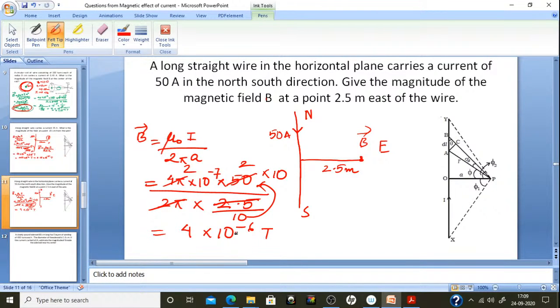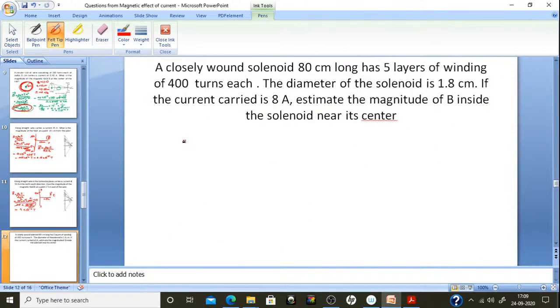Okay, so next question. A closely wound solenoid 80 centimeter long has 5 layers of winding of 400 turns each. The diameter of the solenoid is 1.8. If the current carried is 8 ampere, estimate the magnitude of B, the magnetic field inside the solenoid near the center. So I think you all know what is a solenoid. It is a wire that is in this form, right? This is a solenoid, and we have also found out what is the magnetic field inside using Ampere's circuital law.